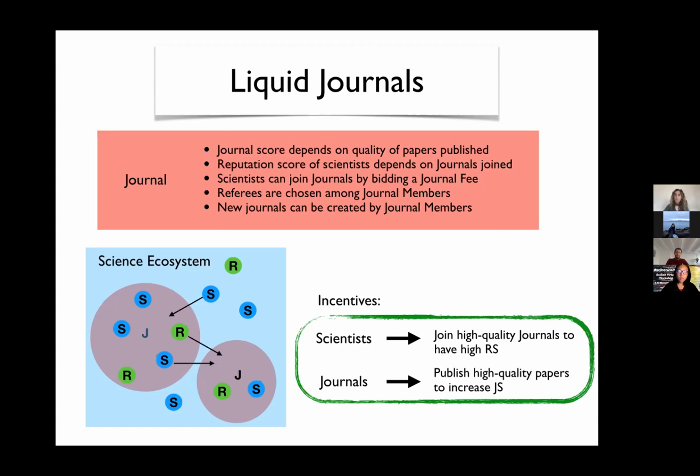And the important thing is that the reputation score of scientists depends on the quality of the journals you join. And since these journals are not like the journals we know, the peer review processes can be done entirely within the journals. So in this system, the incentive is for scientists to join high quality journals to have a high reputation score, and for journals to publish high quality papers to increase their journal score. I didn't go into so many details on this part, but it can be implemented as well.